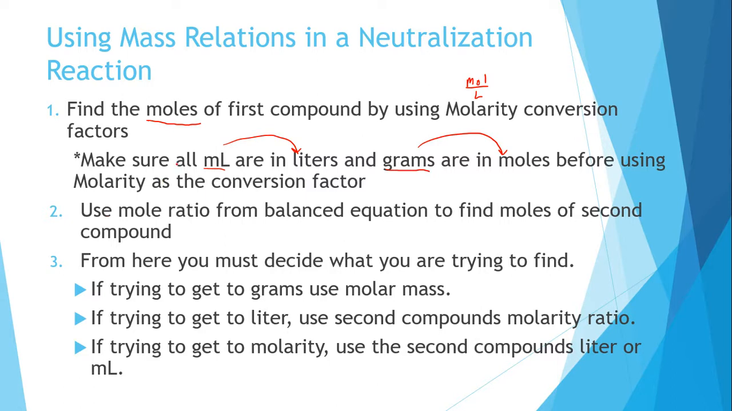Now, once I get it into moles of my first compound, to go from one compound to another, we can use our mole ratio. Remember, this comes from our balanced chemical equation in order to get to moles of our second. And then from there, we need to decide what we are trying to get to. If we're trying to get to grams of that second compound, we need to use molar mass. If we're trying to get to liters of that second compound, we need to use molarity. And if we're trying to get to molarity, we're going to use that second compound's liter or milliliter volume that's given. And this part right here is going to be talked about tomorrow because it's a little bit more in depth. So we'll focus on the first two today.